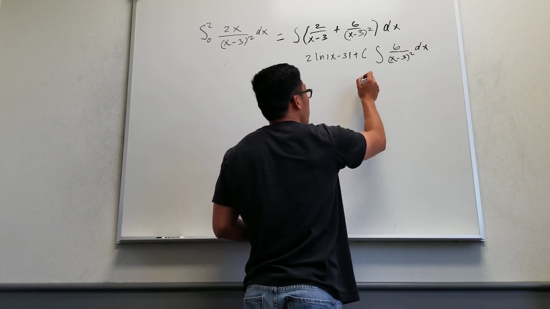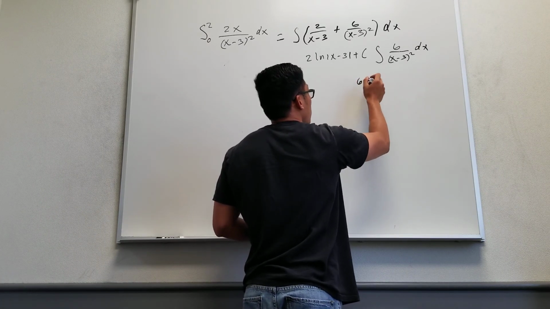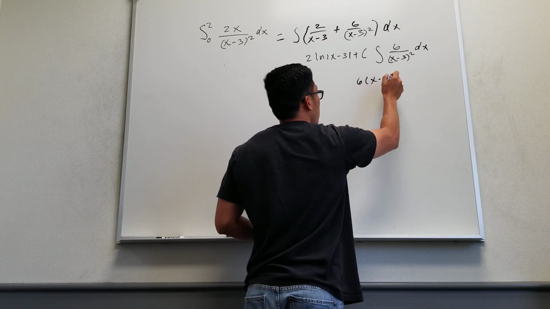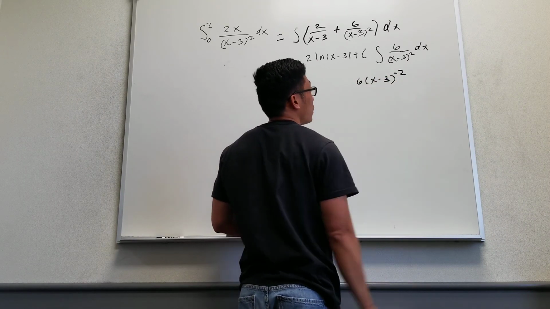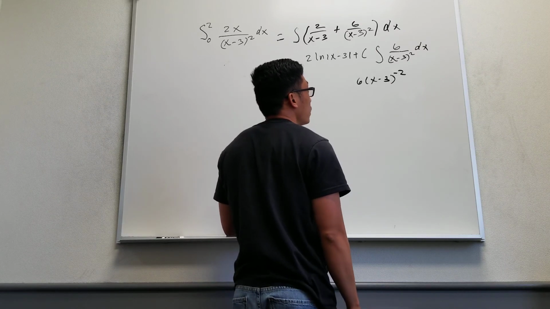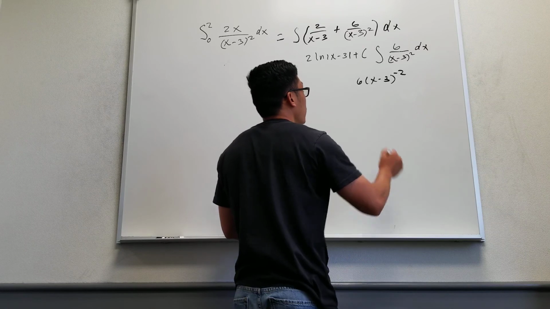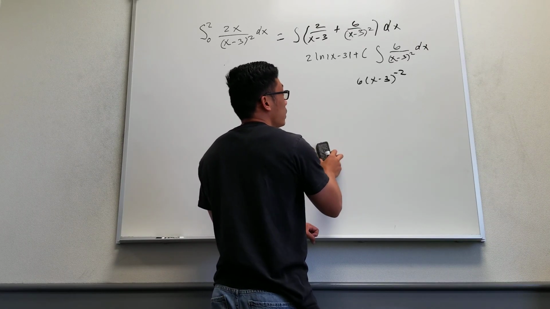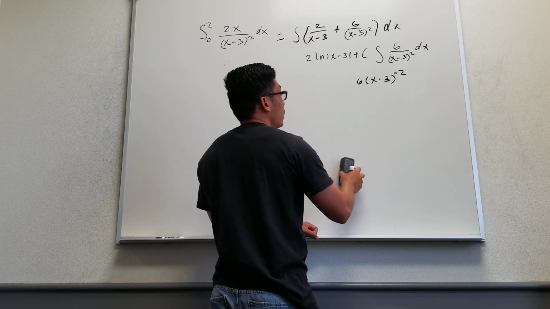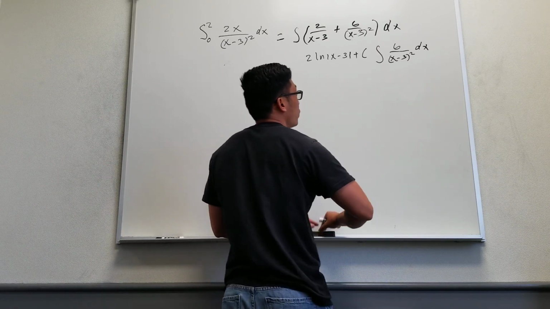We're going to say 6 times (x minus 3) to the negative 2. Why did I do that? Good question. This makes it easier for us to integrate it. You don't really have to do it that way. It's really up to you. I kind of see it that way to make it easier, but you don't have to.